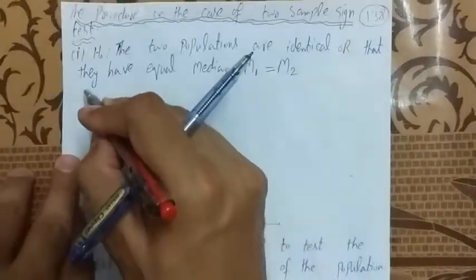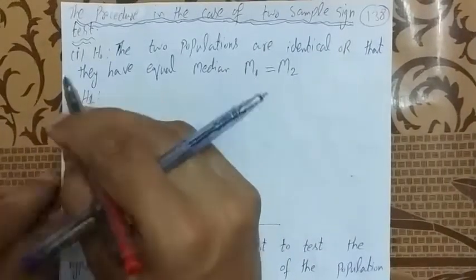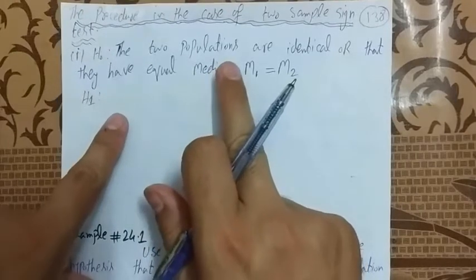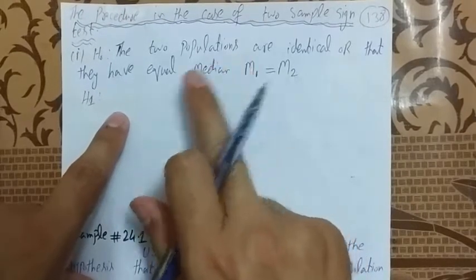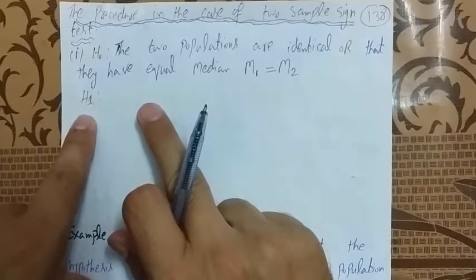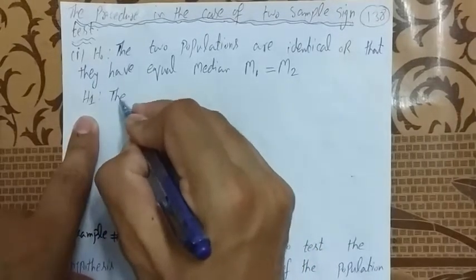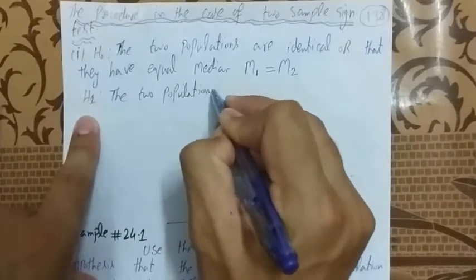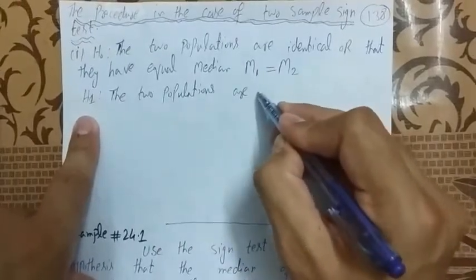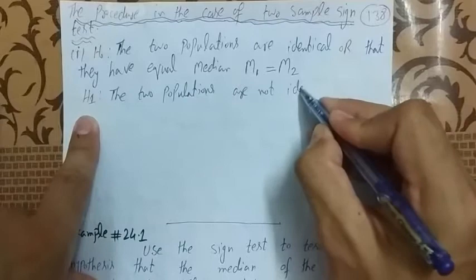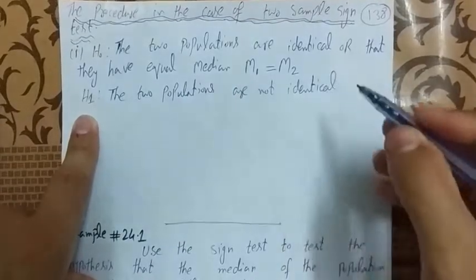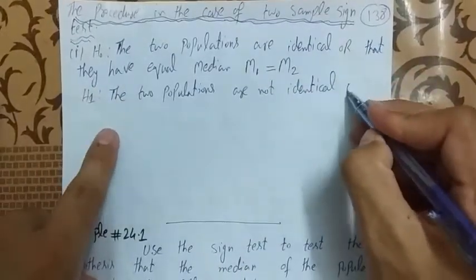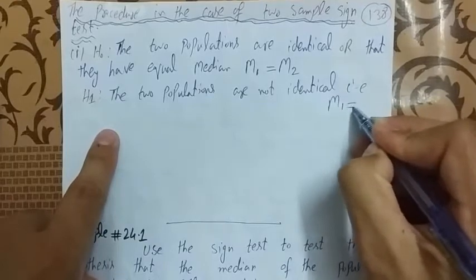And its alternative hypothesis, which is H1, we test against this null hypothesis. The two populations are not identical, which means that the medians are not equal, that is, M1 is not equal to M2.